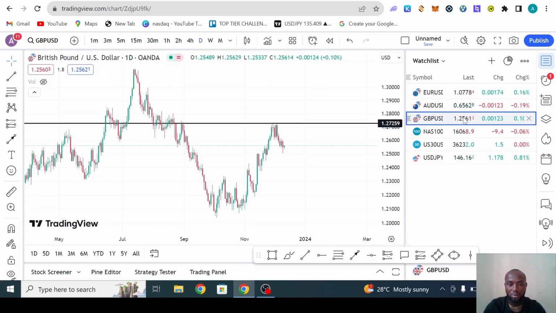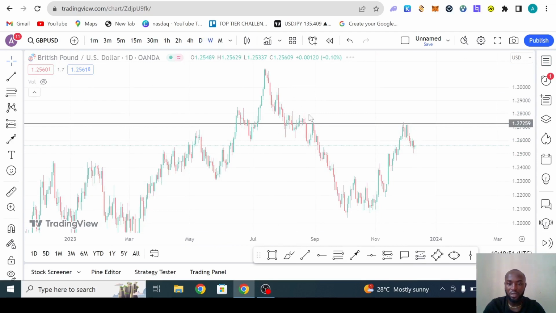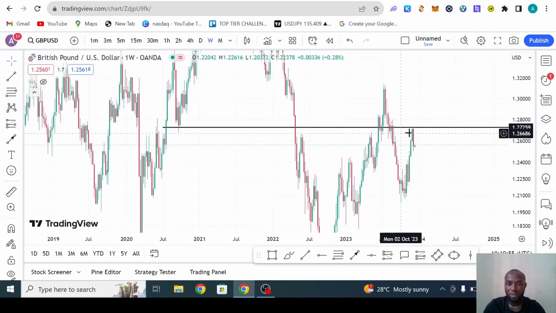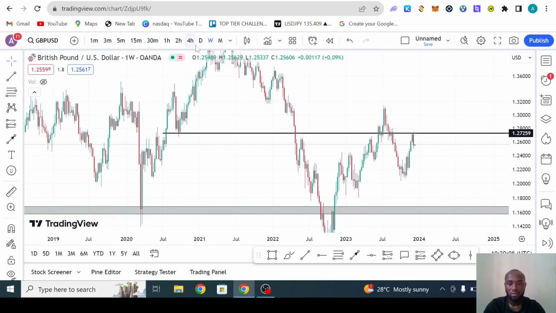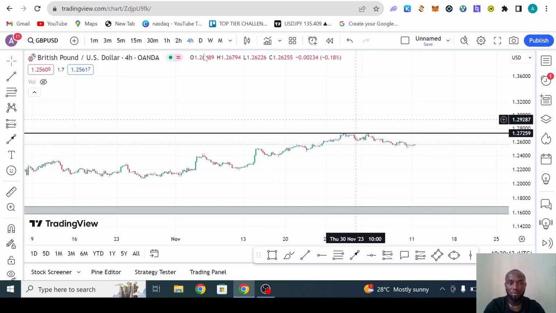GBP USD. Well, there is not much to say. As you can see, in the weekly time frame, it already gave us an engulfing candle. Look at the engulfing candle around this zone. Remember, I showed you last week that this zone here is a very good level to pay attention to. The market reached here, gave us an engulfing candle, and is heading all the way down already. So what next level do we expect this market to come down to?